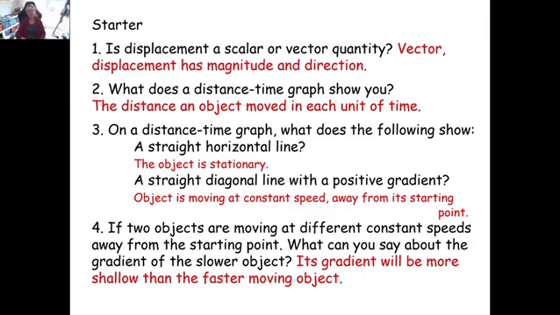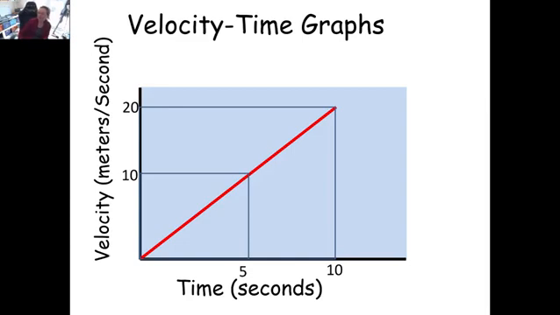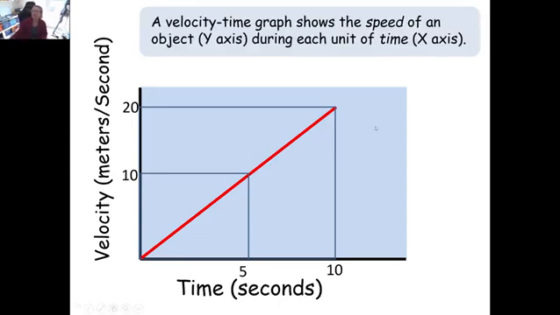Okay, so today we are looking at velocity time graphs. Now, what does a velocity time graph tell us? Well, it's very straightforward. It simply tells us the speed of an object during each unit of time as an object is moving. After 5 seconds, the object is moving at a velocity of 10 meters per second, and after 10 seconds, the object is moving with a speed or a velocity of 20 meters per second, and you can quite clearly see that from that graph.